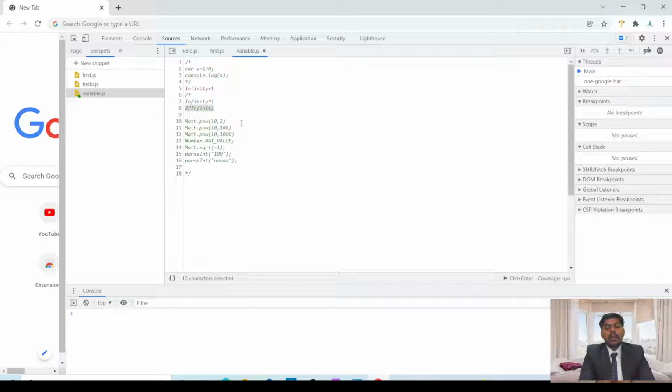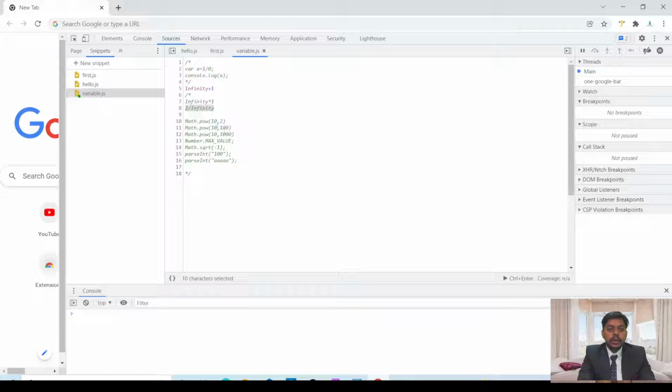Now in JavaScript, the value is Infinity when it has exceeded the value that a variable can store. In C and C++, we all know that int can only store up to some certain value. In this way in JavaScript also, any variable can store up to some certain value. After that, it exceeds the value, and then it starts printing Infinity.